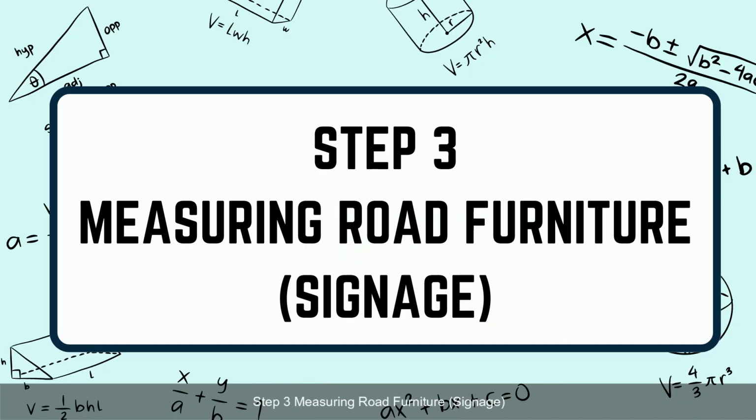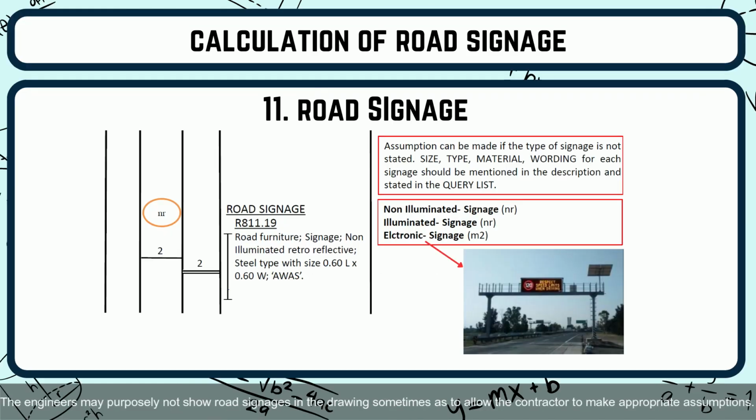Step 3. Measuring road signage. The engineers may purposely not show the road signages in the drawing sometimes as to allow the contractor to make appropriate assumptions. So, the assumptions of road signage need to specify the type of signage, size, material, and wording. Road signages are measured in numbers, except for electronic signages, which are measured in meter square.